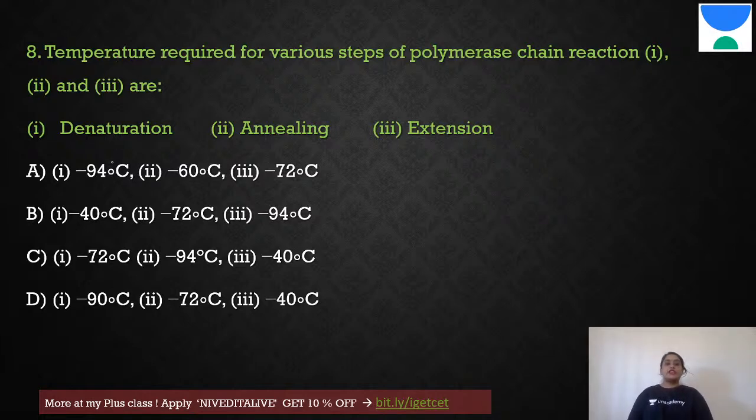So here, denaturation is 94 degrees Celsius, not minus, sorry. It is 94 degrees Celsius. Annealing is around 64 or 60 here, maybe. And extension is 72 degrees Celsius. So the correct option here is A. Okay. Next, I told you 92, 94, 90 is also correct. Annealing anywhere from 55 to 75 you can give. Extension is always 72. That number does not change.